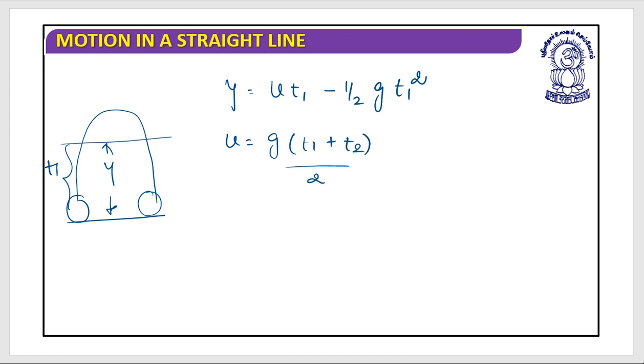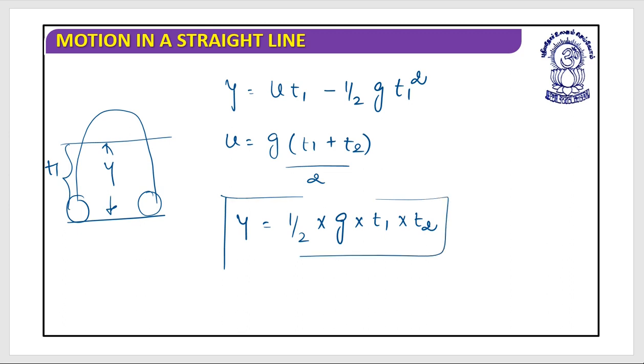I know this is the lengthier calculation. But this is the way. How can I do this? But don't ever try to do this. Just remember this: y is equal to 1 by 2 into g into t1 into t2. If I replace this value of u in this relation and solve this, I am having y is equal to half into g into t1 into t2. I hope this will help you.